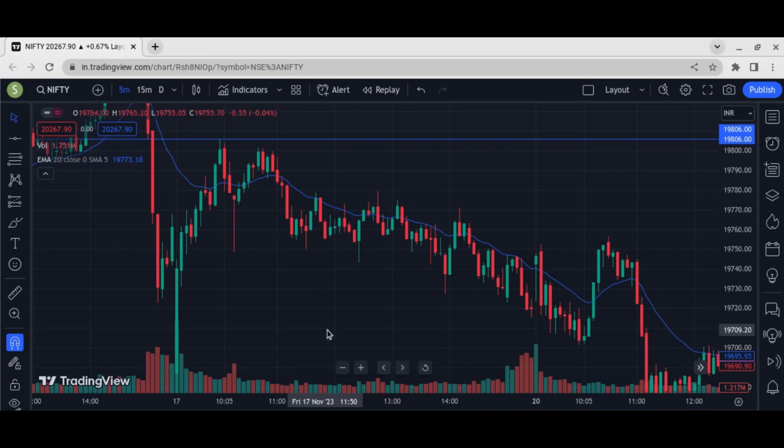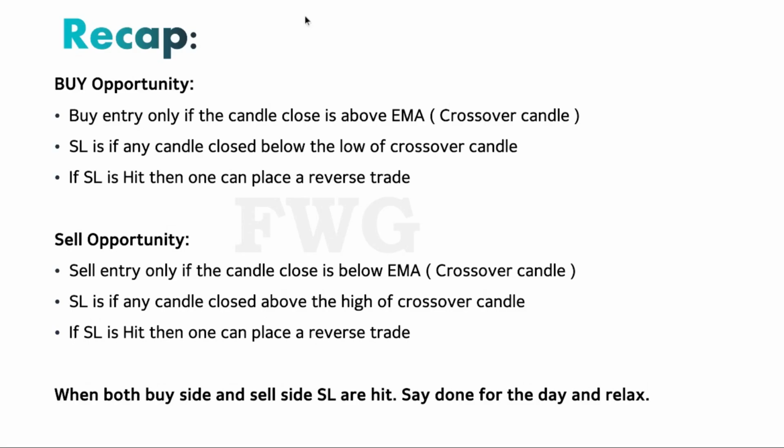Let's do a quick recap. For a buy opportunity, the candle should close above the exponential moving average. That should be the first crossover candle. So the stop loss is placed at the lower point of the crossover candle. If any candle closes below the lower point, you have to exit from the trade and reverse the trade. Once the SL is hit, we have to reverse the trade and wait.